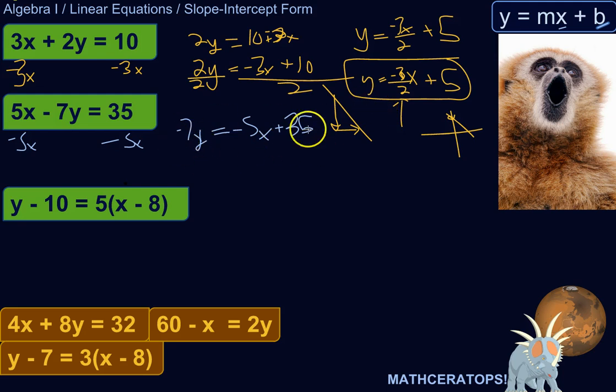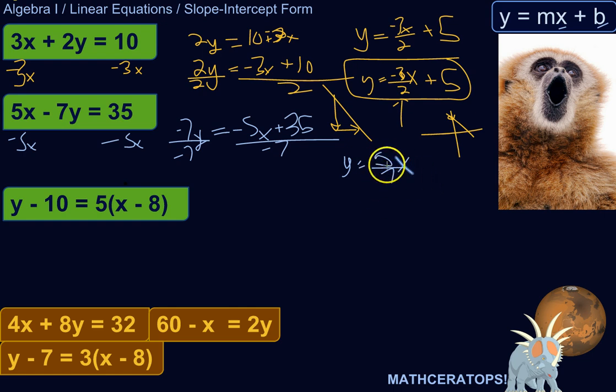All right, now last step is we need to get y by itself. So y is being multiplied by negative 7, so I've got to divide that side of the equation by negative 7, and I need to divide that side of the equation by negative 7. So that leaves me with y on the left side. Now, negative 5x divided by negative 7, the negatives cancel out, so that would be 5x divided by 7, or I'm going to save a step and just call it 5/7 x.